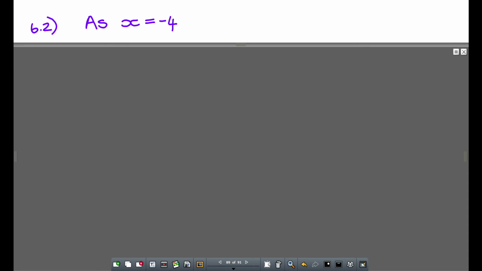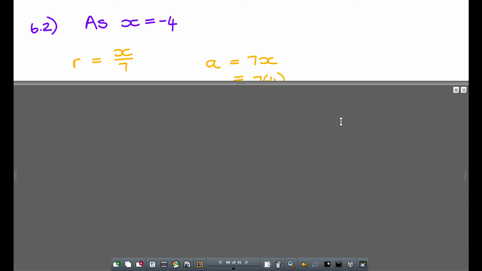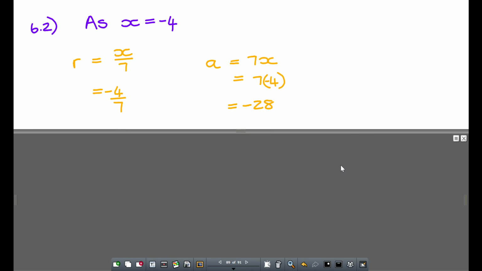Okay, so, as X is -4, onthou om die som tot oneindig te gaan uitwerk. I need A and I also need R. So let's start with that. R we said would be X over 7, but now instead of X, I can say -4 over 7.